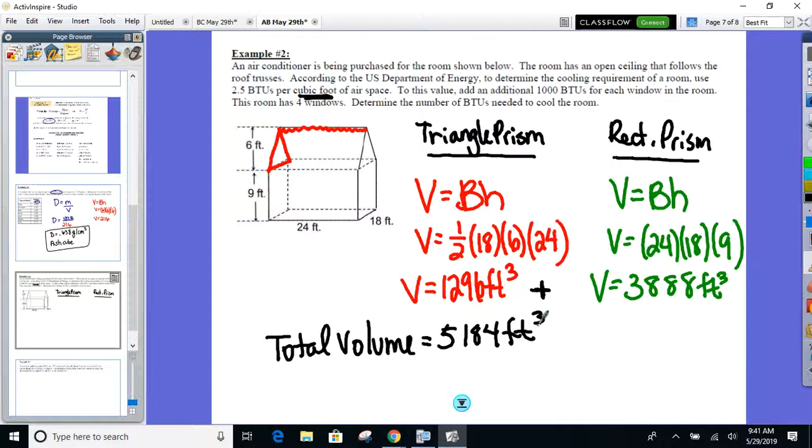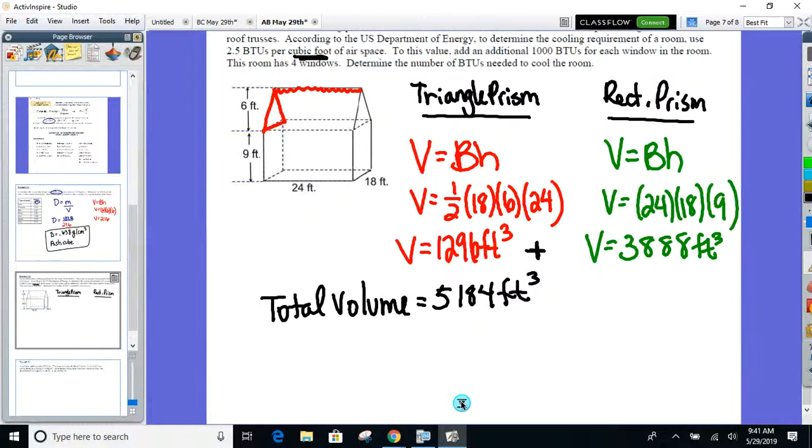For every cubic foot, I got 2.5 BTUs. I'm just tired of, I don't know, multiply, divide. I'm just going to guess. You don't need to guess. What can we set up? If you're wondering, set up a proportion that says the following.